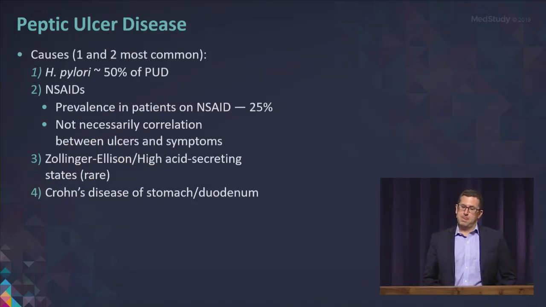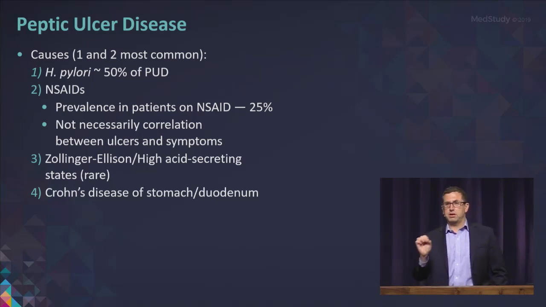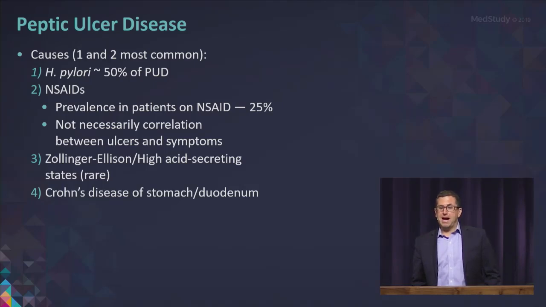Peptic ulcer disease. Before we were talking about gastritis, now we're going to shift and talk specifically about ulcers. The 2 most common causes of this would be H. pylori and NSAIDs. In fact, for people on NSAIDs, even though it may be subclinical, about 25% of people, if you scope them, would actually have ulcers in their stomach from NSAID use.